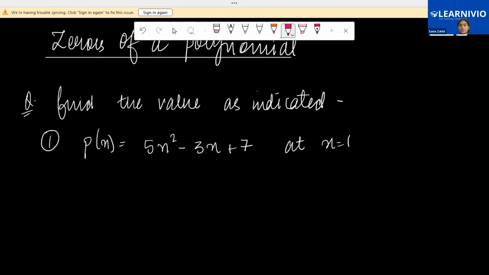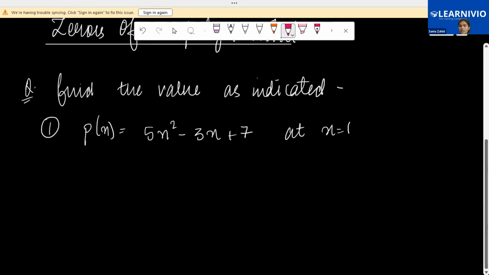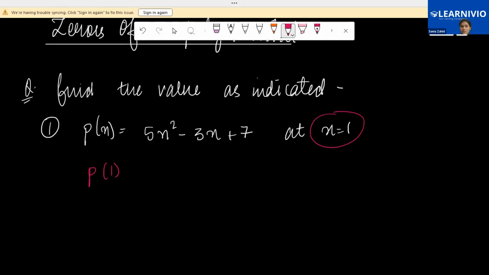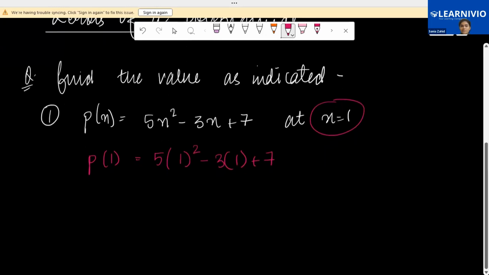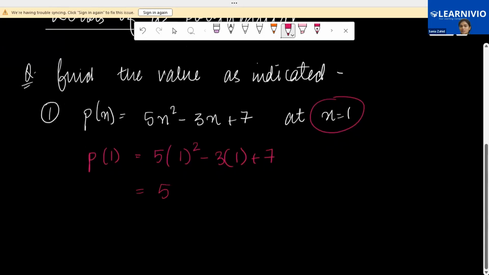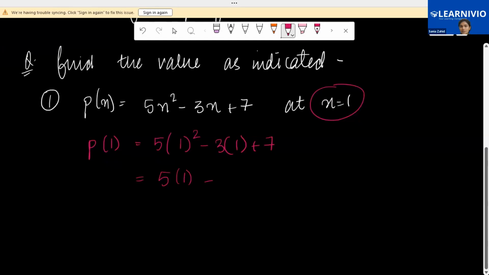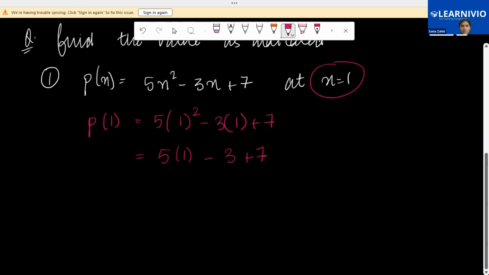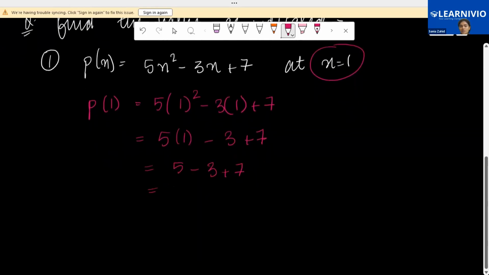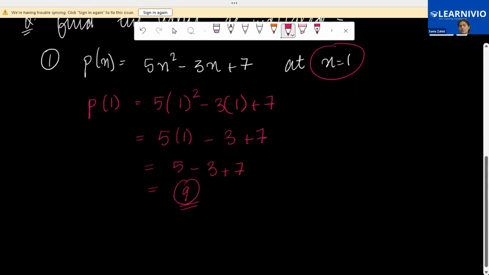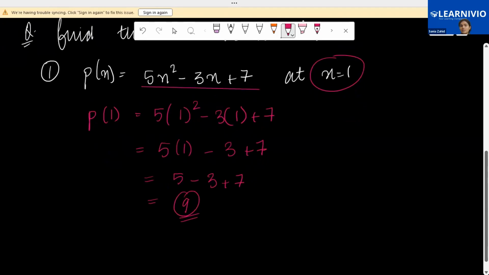So what we will do is put this value of x in this equation. Instead of x, you will just write 1. So p(1) = 5 times 1 squared minus 3 into 1 plus 7. What do we get here? 1 squared is 1, 3 into 1 is 3, and then plus 7. So you get 5 minus 3 plus 7. What is 5 minus 3? 2, and then 2 plus 7 is 9. So your answer is 9. The value of this polynomial for x = 1 is 9. That's how we solve this.